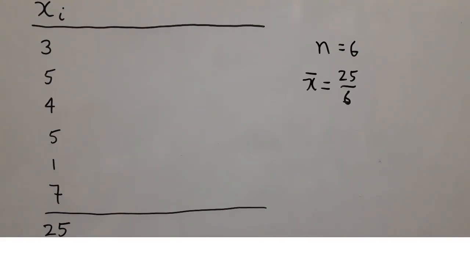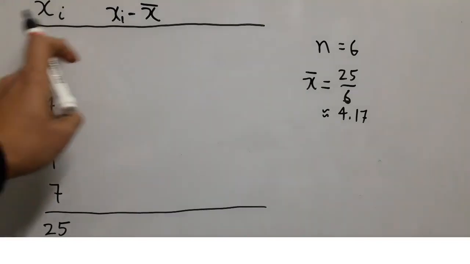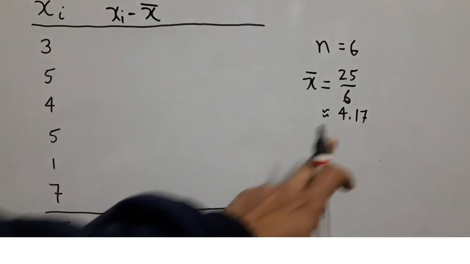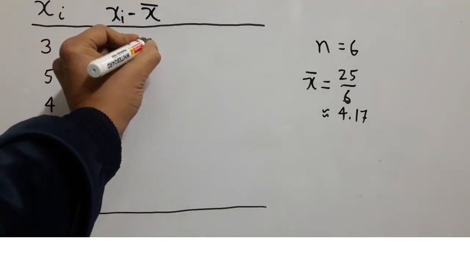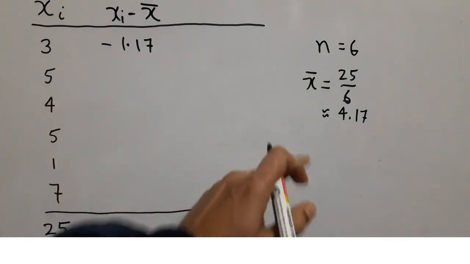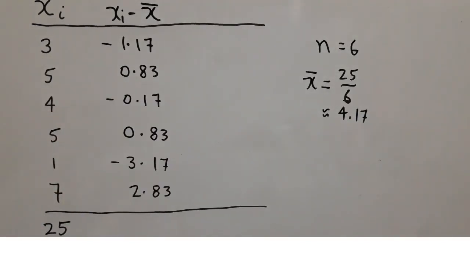The next step is to subtract this x bar from each of these values, and I want to create a new column with those numbers. Here my x bar is roughly 4.17, so when I subtract, this is my x1 minus x bar, 3 minus 4.17, that is minus 1.17. Similarly, 5 minus 4.17, 0.83, and we can fill up the rest of the numbers in the same way. So I have minus 0.17, 0.83, minus 3.17 and 2.83.